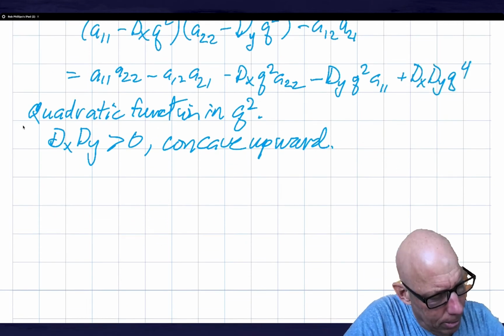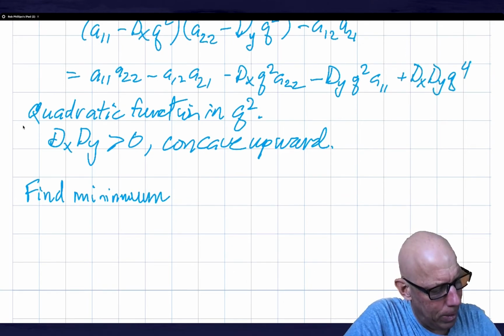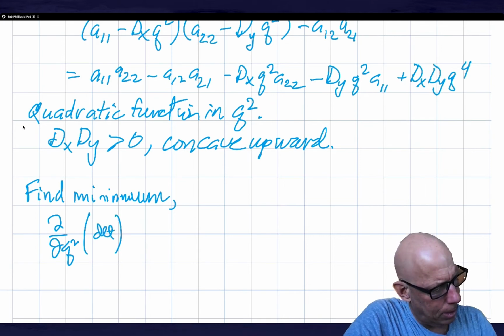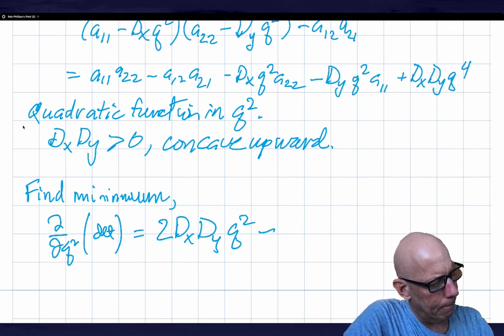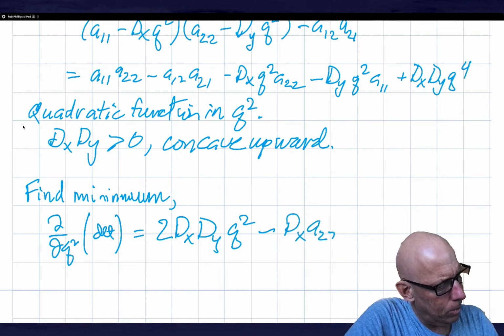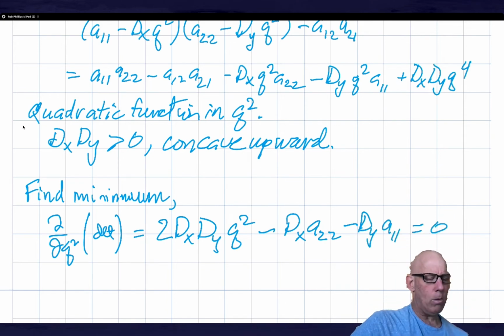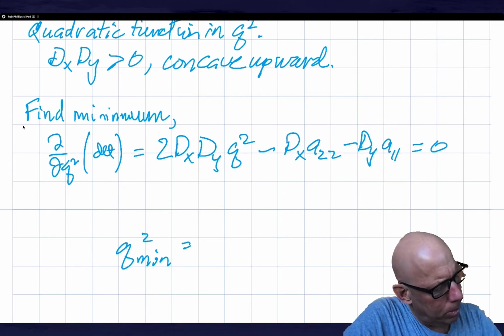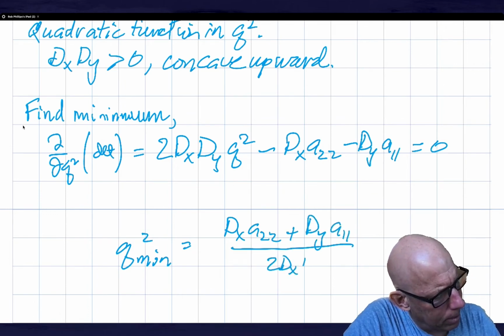So I want to find where the minimum is. Find the q that renders this value the least value it can have. So that means d by dq squared of this determinant. I'm just going to look upstairs, and what I'm going to get is 2 dx dy q squared, and then minus dx A22 plus dy A11. And I set that equal to 0 in order to find the minimizer. So what this tells me is that q min squared is going to be equal to dx A22 plus dy A11 divided by 2 dx dy.